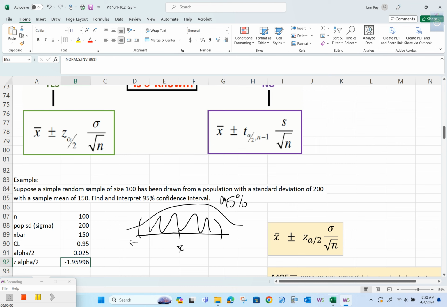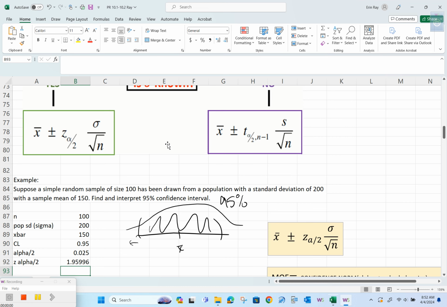I will tell you on Hawks, it's going to have you put in the positive z-score, not the negative. We know that because of symmetry, this will be a negative 1.96, and over here it will be a positive 1.96. So an easy way to fix that, you just go up here and put a negative in front. That'll switch the sign. Okay, so that's my positive z-score.